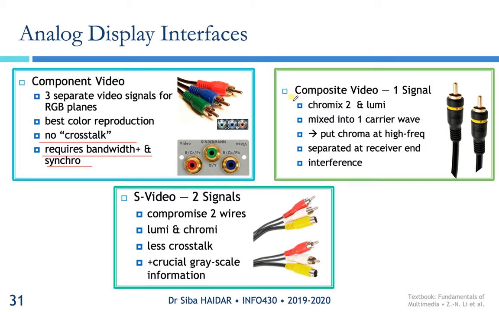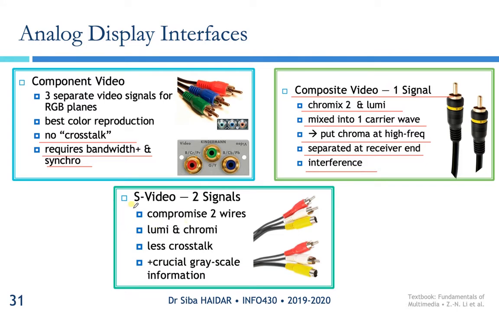Another interface is the composite video, which composes all the 3 channels into one signal. So 2 chrominance and one luminance, they are all on the same signal, and they are mixed together into one carrier wave, and you put the chroma at the high frequency in order to be separated later at the receiver end. But for sure this will cause interference, and this is the second type.